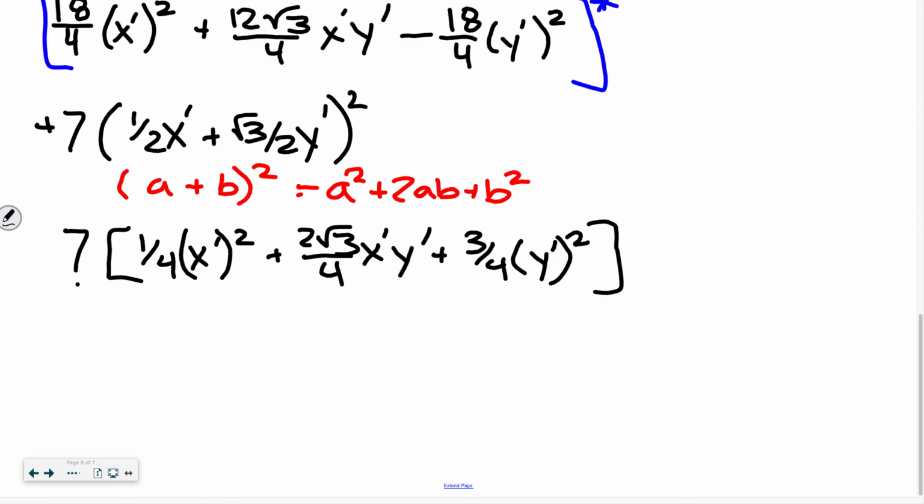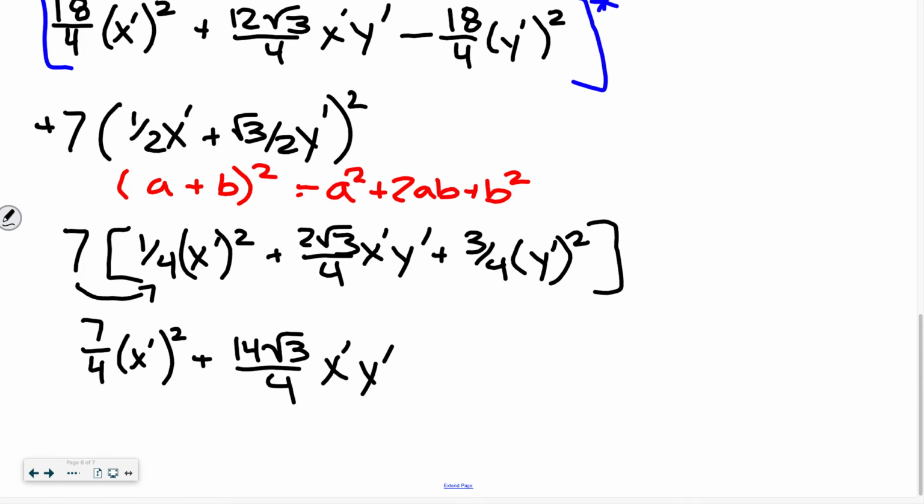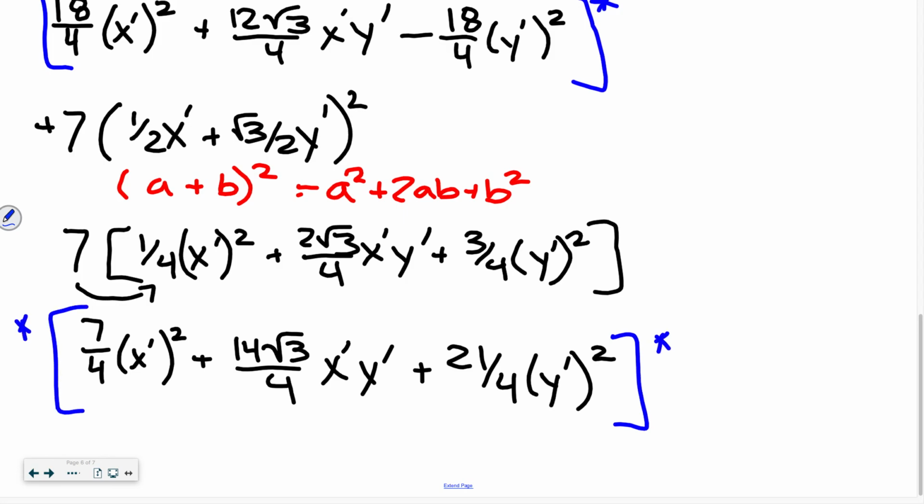Okay, if I distribute my 7, I'm going to get 7/4 x prime squared plus 14 square root 3 over 4. That was what I wanted, right? X prime y prime plus 21 over 4 y prime squared. So what should happen is all my x prime, y primes are going to cancel.